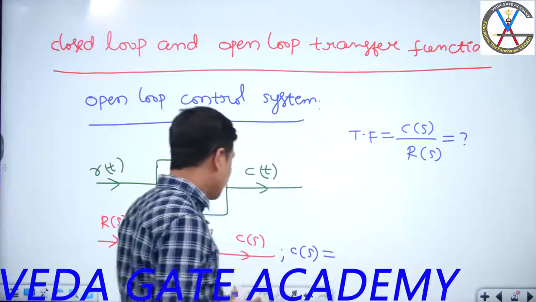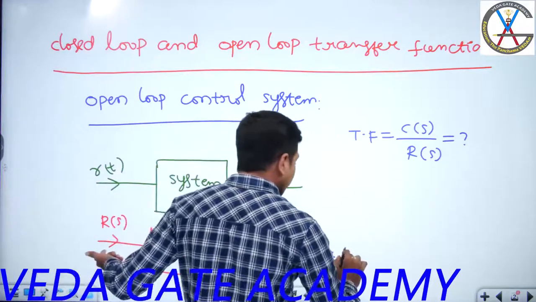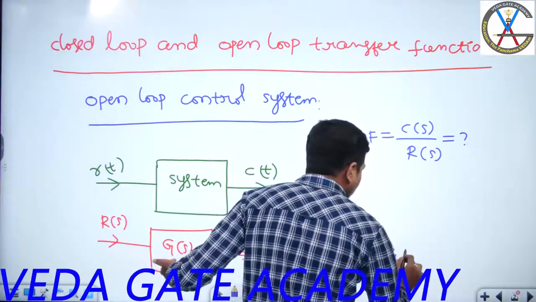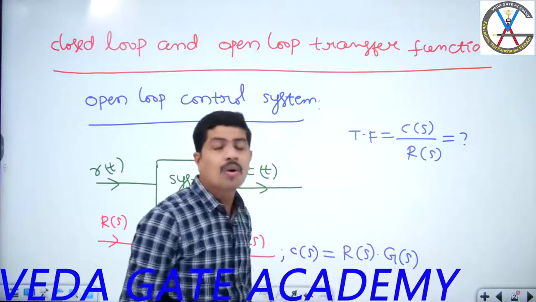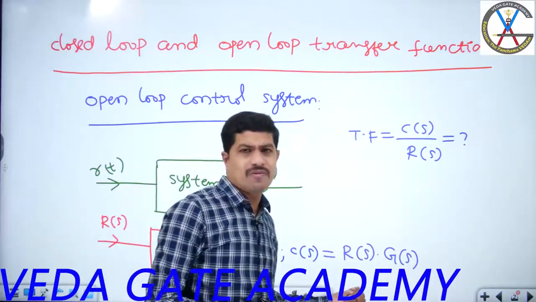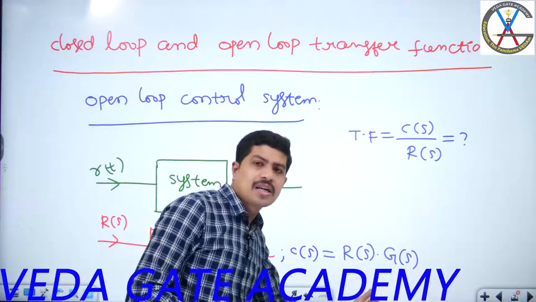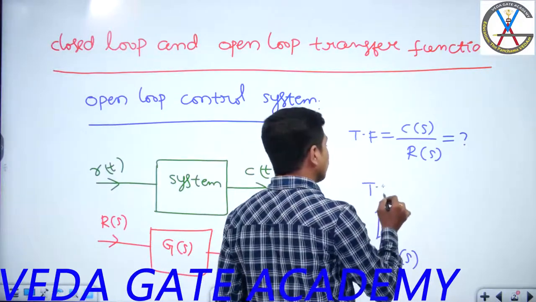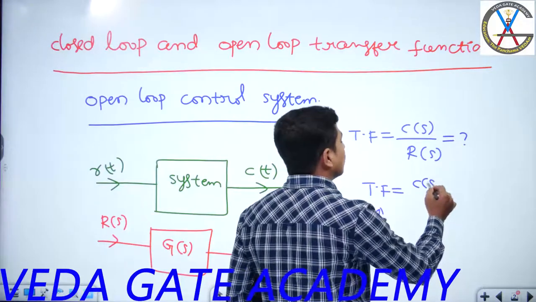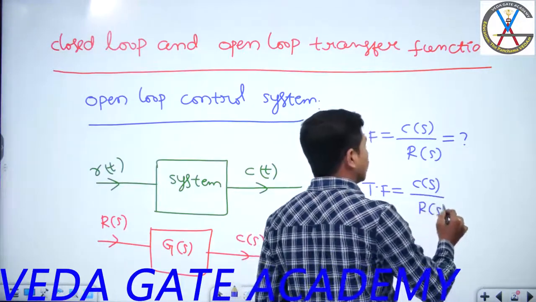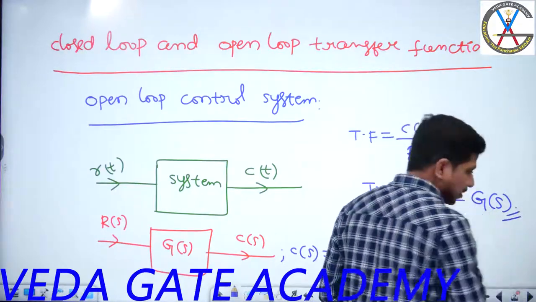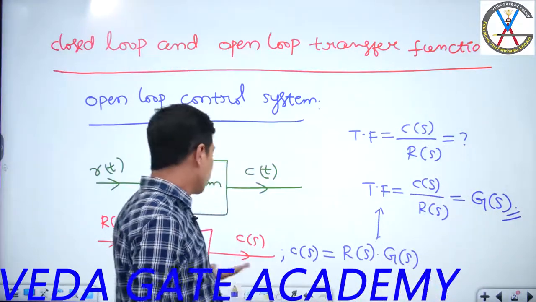Now, come on here. What is C of S? Multiply the input with the transfer function: R of S into G of S. Now, what do I want? The transfer function. What is the transfer function? Output by input. Take this R of S to this side. Then transfer function is equal to C of S by R of S, and we got G of S. The transfer function of this one.